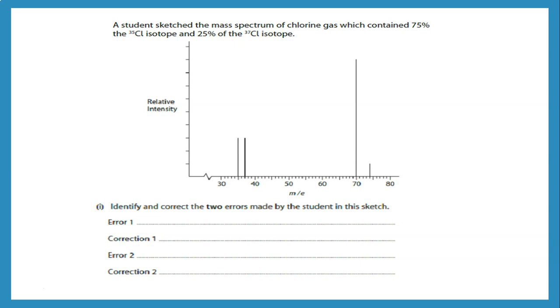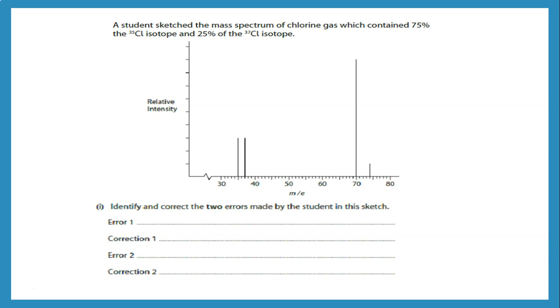A student sketched the mass spectrum of chlorine gas, which contained 75% of chlorine 35 and 25% of chlorine 37. So the student wrote this mass spectrum or sketched this mass spectrum, but this is wrong. And he's saying identify and correct the two errors made by the student in this sketch. So what is wrong about this spectrum?